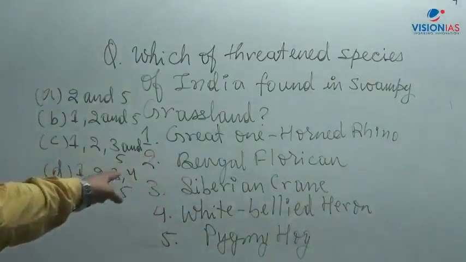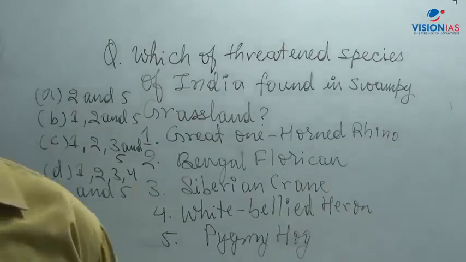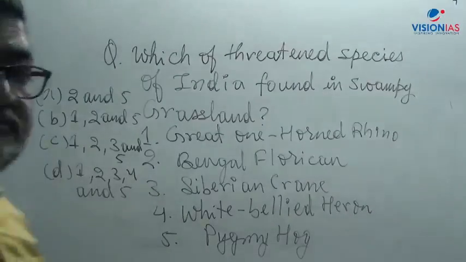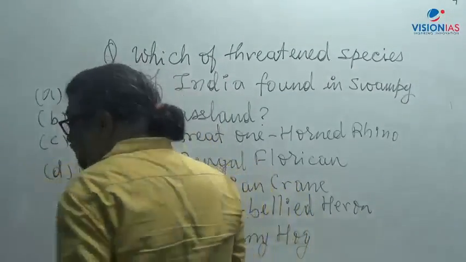Now let's look at this question here. I have given the choice here. Which of the threatened species of India found in swampy grassland? Great one-horned rhinoceros, Bengal florican, Siberian crane, white-bellied heron, pygmy hog. So what will be the answer here? Let me see how many of you are there. You can make a guesswork here, but not in the exam hall. In the exam hall you cannot make a guesswork.